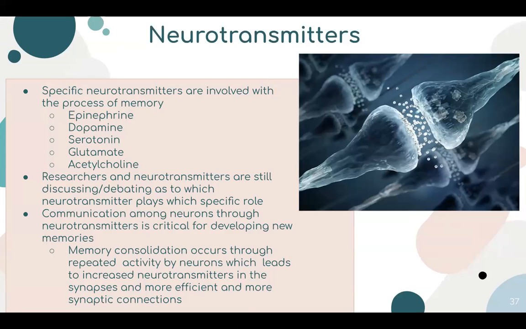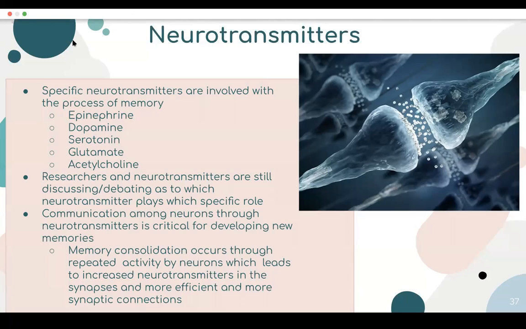So a fun topic here is neurotransmitters. These are specific chemicals that the brain releases in order to send signals from one neuron to another. So they're involved with the process of memory. Some specific ones are epinephrine, dopamine, serotonin, glutamate, and acetylcholine. You've probably actually heard all of these words before, at least some of them. So researchers in neurotransmitters are still debating as to which neurotransmitter plays a specific role, because again, multiple probably overlap. So communication among neurons through neurotransmitters is critical for developing new memories.